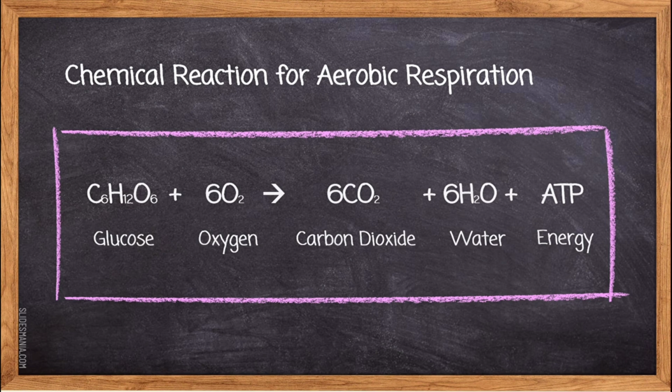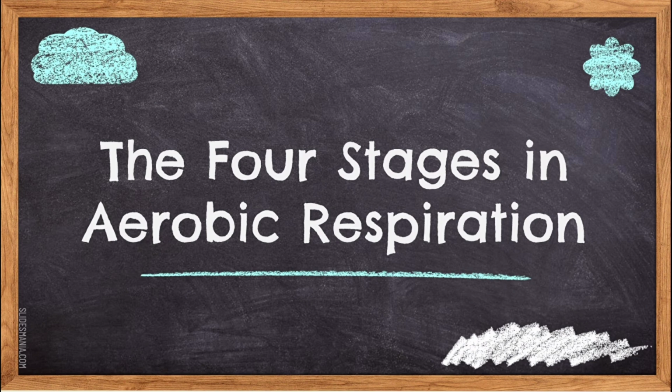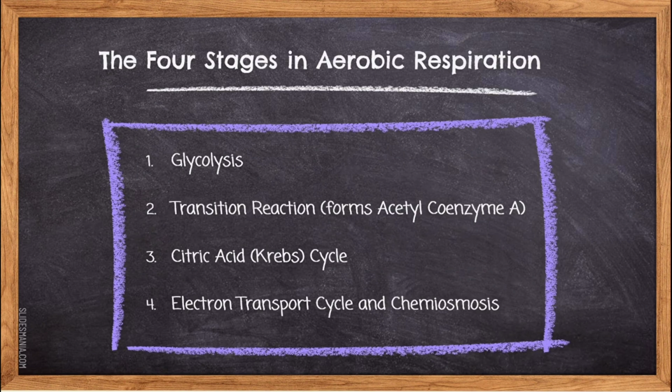Glucose is broken down by oxygen to release the byproducts of carbon dioxide and water. Energy is released, which is then used to make a special energy molecule called ATP. ATP is how energy is stored for later use by the body, and that is the overall chemical reaction for aerobic respiration. There are four stages that are involved in aerobic respiration. These four stages are glycolysis, transition reaction, the citric acid or Krebs cycle, and the electron transport chain and chemiosmosis.